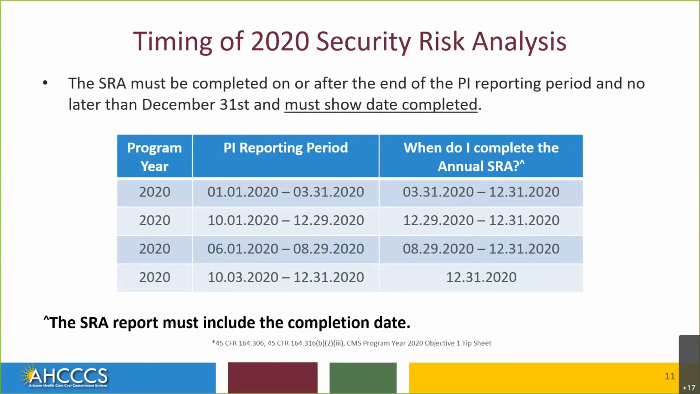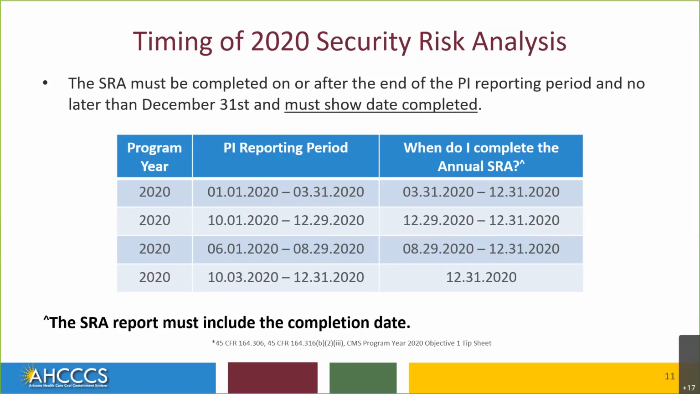So the timing of the 2020 security risk analysis. The SRA must be completed on or after the end of the promoting interoperability reporting period, and no later than December 31st, and must show the date completed. As you can see, we're discussing Program Year 2020 for this SRA. You can see there's a few examples in the table. So it identifies the promoting interoperability reporting period, which is also referred to as the meaningful use reporting period.